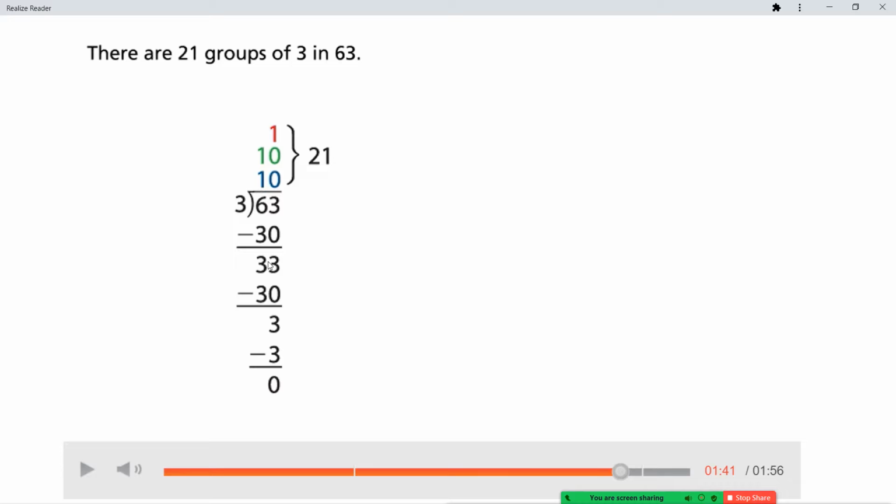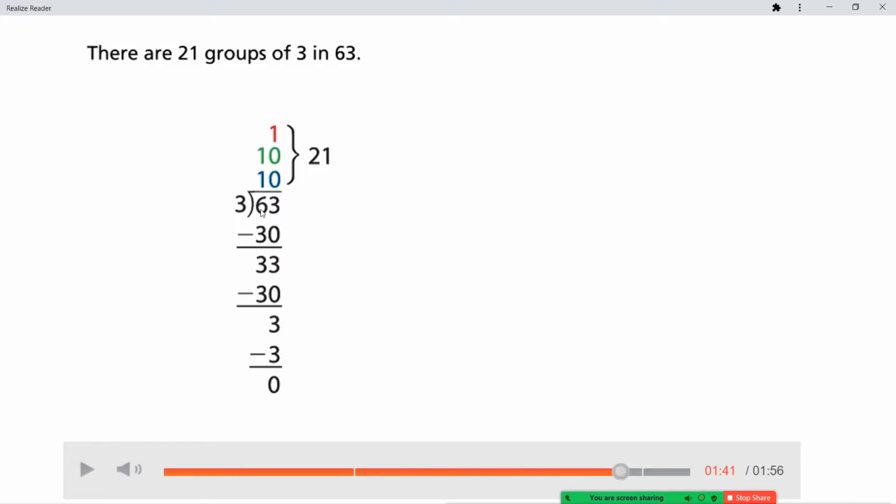And again, looking at 33, I know there's at least 10 groups of 3 in that. So they put another 10. That was their second partial quotient. They subtracted 30 from there, and then they had 3 left over. And then looking at it, there's one group of 3 in 3. So they put the 1 up there, subtracted off the 3, and then there was 0 remainder.